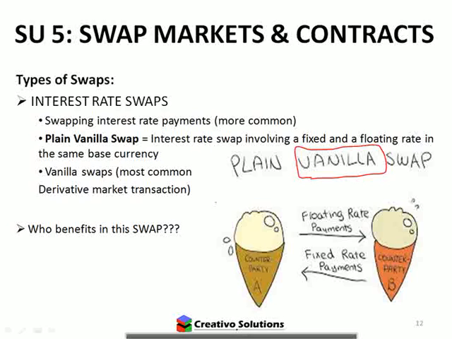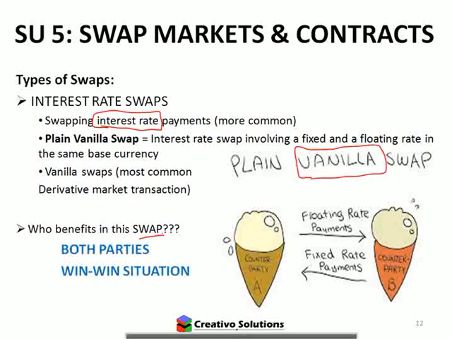So interest rate swaps are swaps where you're swapping an interest rate. Rates that are going to be exchanged, future payments of those liabilities. A plain swap is an interest rate swap involving a fixed and a floating rate. So what did we look at earlier? It was a vanilla interest rate swap. It's the most common in the derivative market. Why? Who benefits in the swap? Both parties benefit, and that's why it's so common.